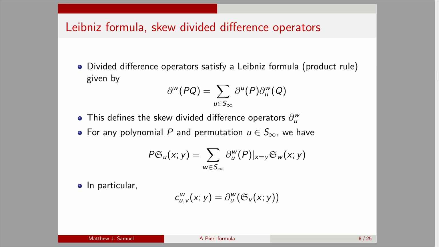difference operators. So the importance of the skew-divided difference operators is if you take any polynomial p and a permutation u in S infinity, you can multiply p times Su of x, y and expand this in terms of the basis, and the coefficient of Sw of x and y is the skew-divided difference operator partial uw applied to p, substituting y for x. So in particular, the Molev-Sagan coefficient c^w_{uv} of x and y is the skew-divided difference operator partial uw applied to Sv of x and y.